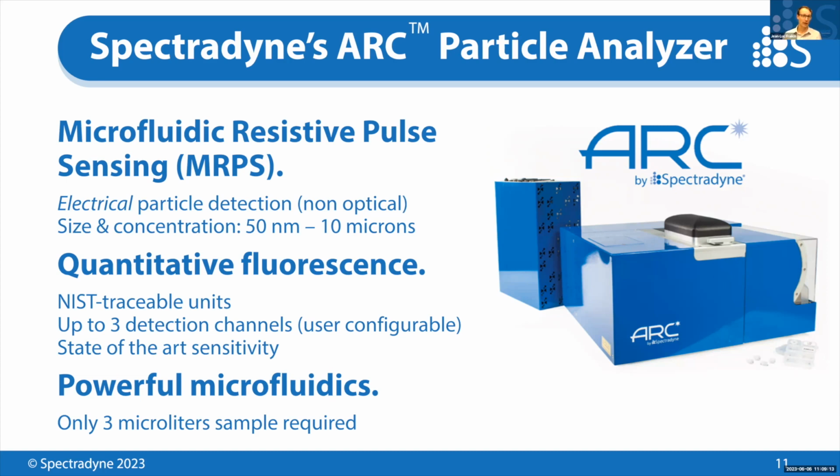And I'll show you later, the ARC is very sensitive in the fluorescence detection channels, comparable to or better than most flow cytometers that are on the market right now. In addition, the technology leverages microfluidics, and this has many advantages, but in particular, for most people, this is exciting. It only takes 3 microliters of a sample for analysis.